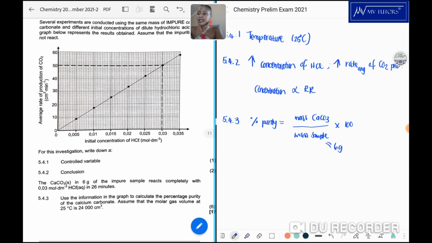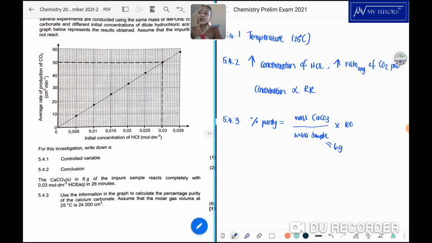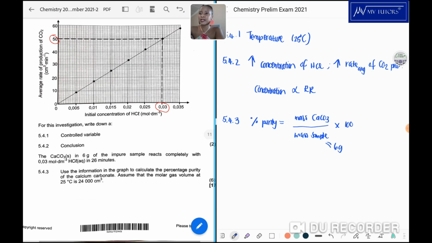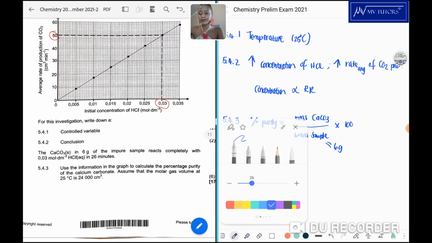So they told us that we have 0.03 mole per cubic decimeter of hydrochloric acid. Now, if we look on the graph, 0.03, let me just note it there. We have 0.03, and it corresponds to 50 cubic centimeters per minute. So that is pretty much our starting point. All right, so let me move a little bit closer, and let's do this.